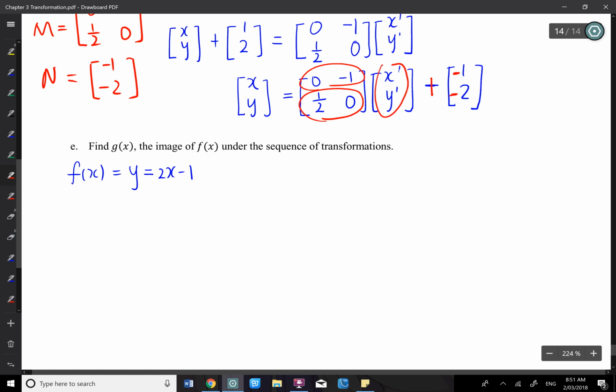Row and column. So from this, I will have my x equals minus y dash minus 1. And my y equals a half x dash minus 2.